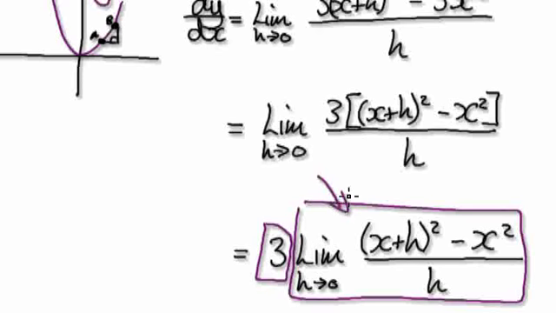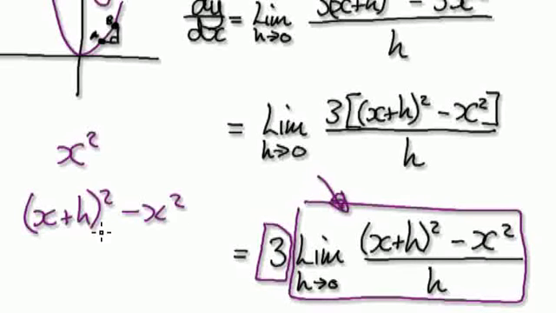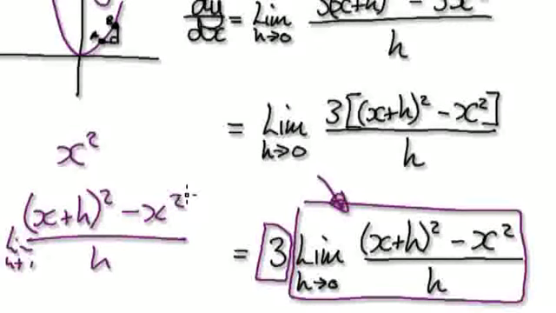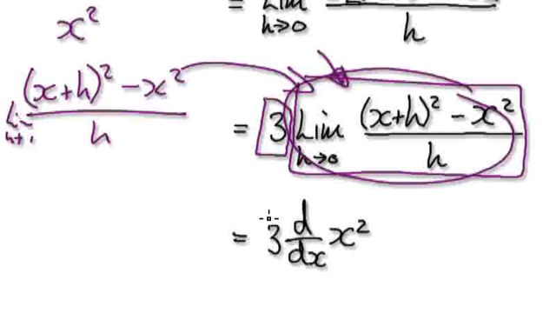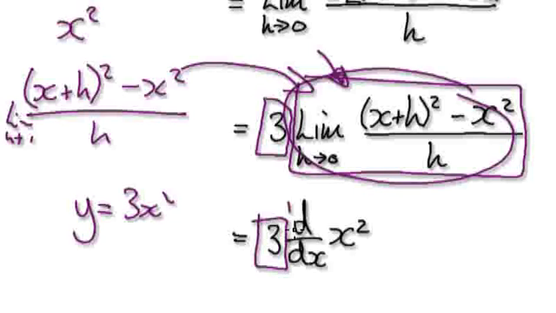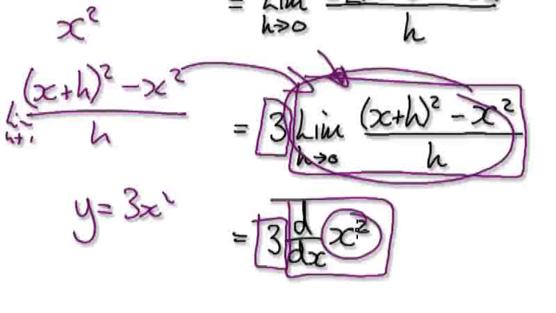Well, this thing here is really your true definition of the derivative of x squared. Because if I were to ask you how would you differentiate x squared, you would set up this thing here, (x plus h) squared minus x squared, divided by h, and then take the limit as h tends to 0. That's this thing here. So to differentiate 3x squared, you can just take the 3 out and just concentrate on differentiating the x squared.